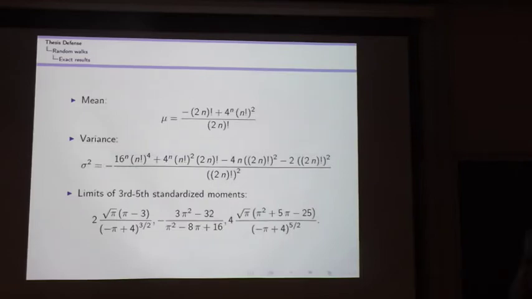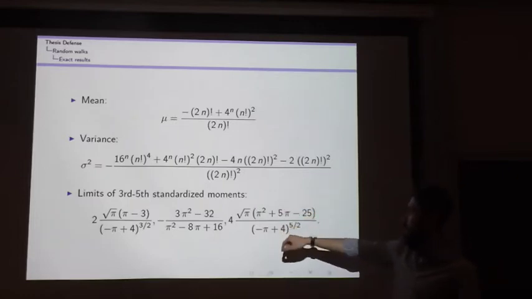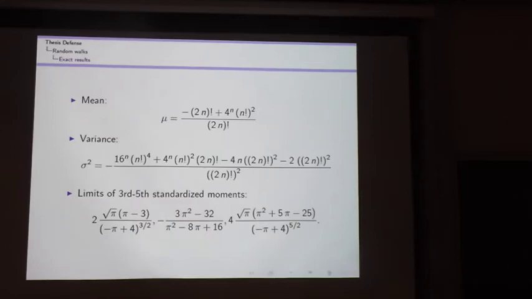Okay. So I'll just let you look at this a little bit. I mean, it's very complicated, right? This is just what Maple spit out. But we got the mean, we got the variance, we got some higher moments, and here are the limits of the standardized moments. So yeah, at this point, do you have any questions?